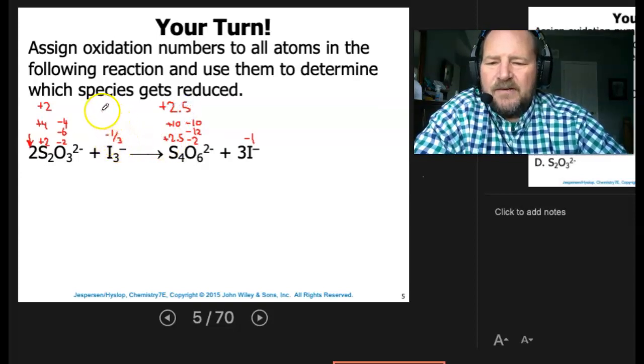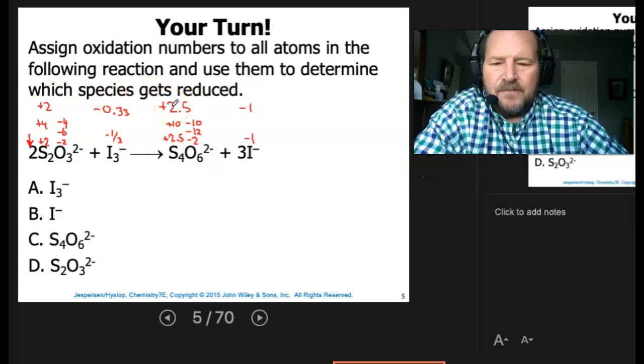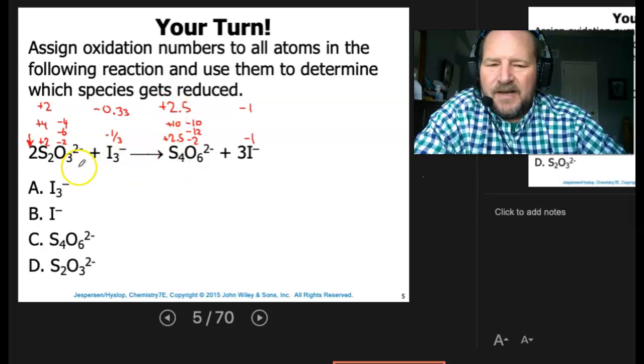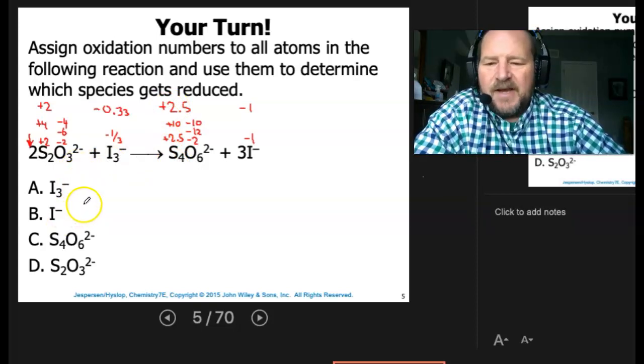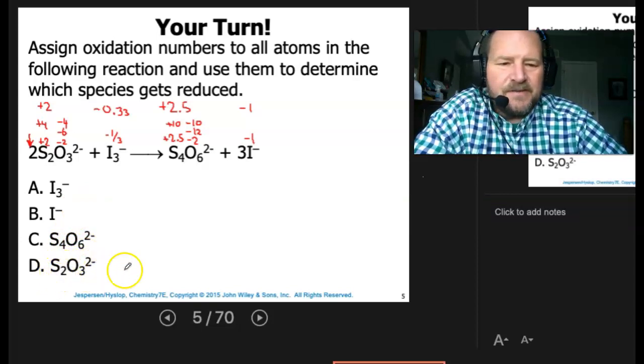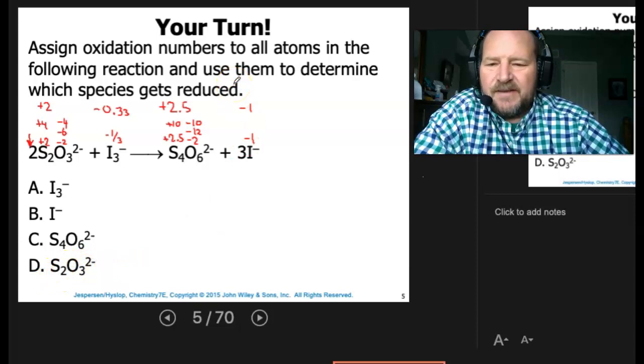Iodine went from -0.33 to -1. So we can see here iodine was reduced, sulfur was oxidized. So our options are I3 minus, I minus, S4O6 2 minus, S2O3 2 minus.